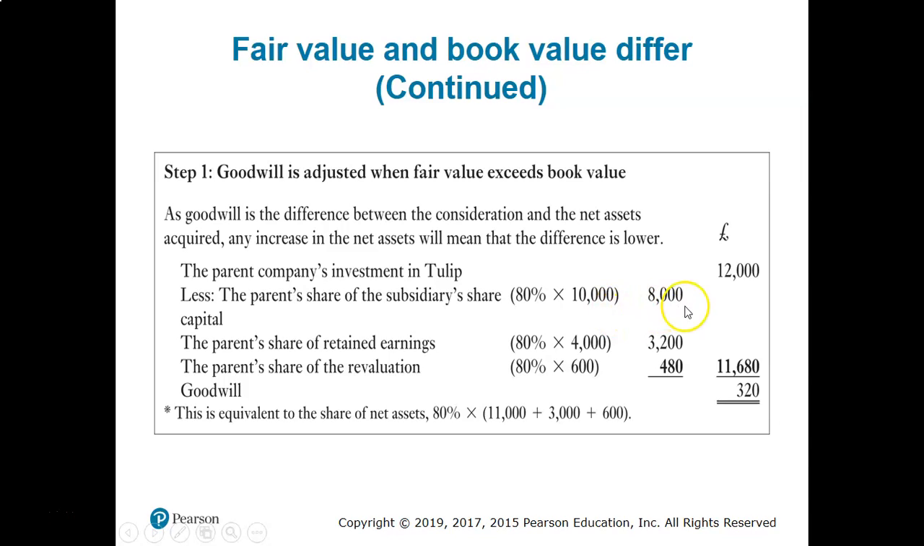So what's the share? 80% of the investment of 10,000 is 8,000, as we recognized before, and 80% of 4,000 is 3,200. Now the revaluation increase in non-current asset is 480. This is what the parent company is getting. So the parent company is now getting 11,680 and the investment is 12,000. So 320 is actually the goodwill value that we recognized in the previous slide.